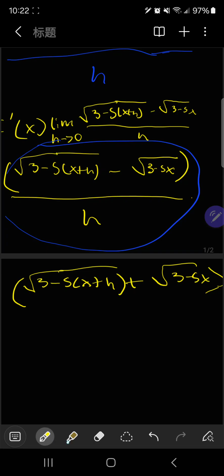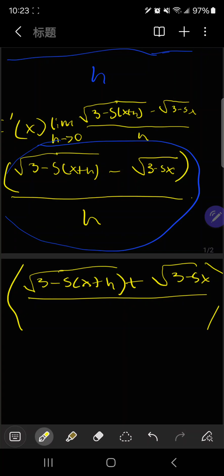Make sure the parentheses are big enough for everything. Oh wait, I just keep writing more. Okay, so as you can see, and then the same thing on the bottom. 3 minus 5x plus h. The only annoying thing about this problem is just the writing, how much you have to write. 3 minus 5x. Okay.